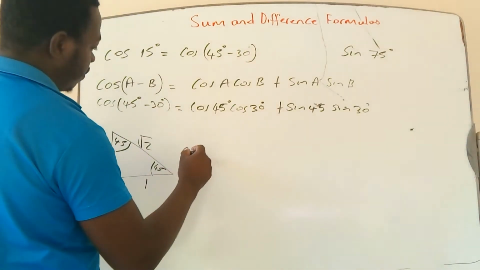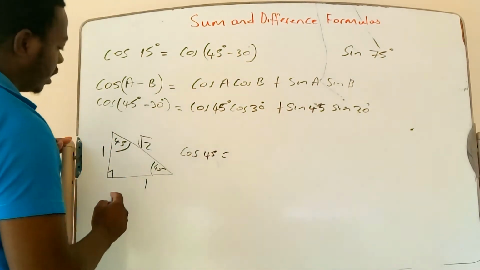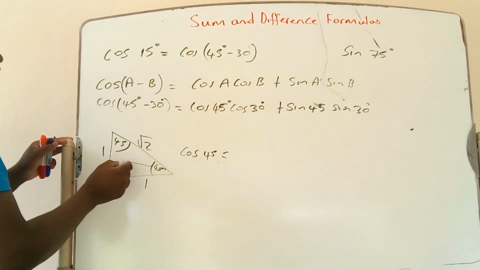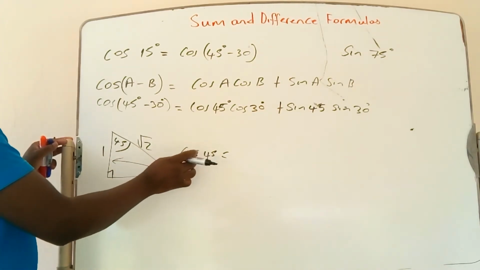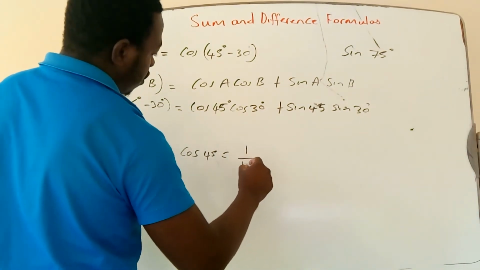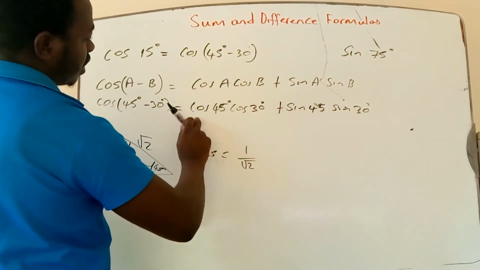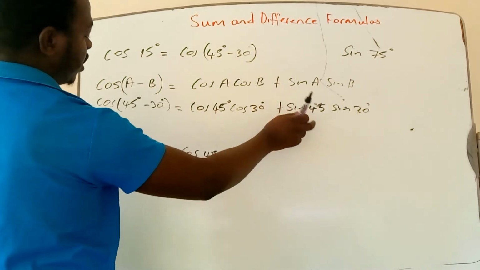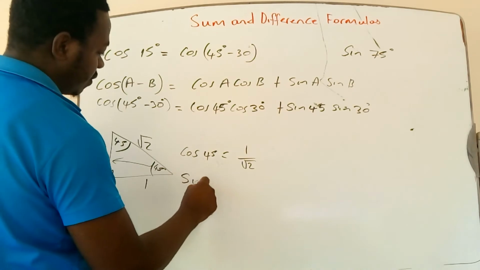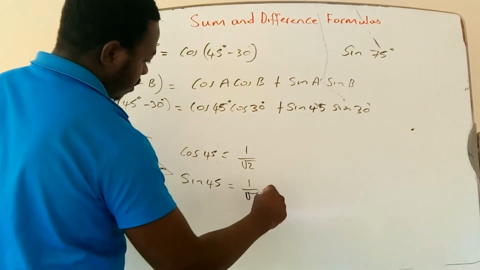Simple. Cos 45. So we know that cos 45 would equal to what? Just pick any one of them. I'm focusing on this one. So this would be the opposite, but we know that cos has to do with the adjacent. So this is just 1 over root 2. Again, that's just cos 45. We need sine 45 as well. Sine has to do with the opposite, so sine 45 here is just 1 over root 2 as well.